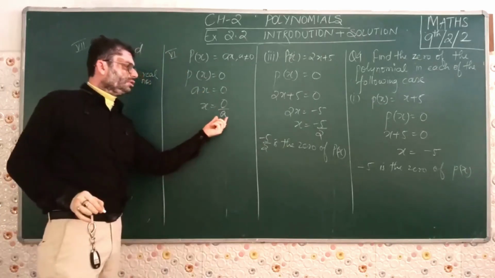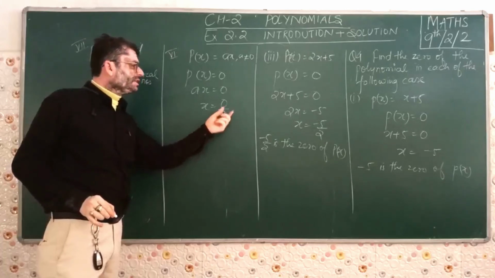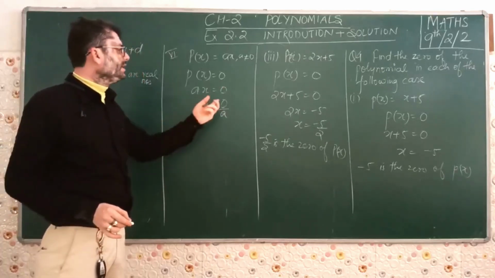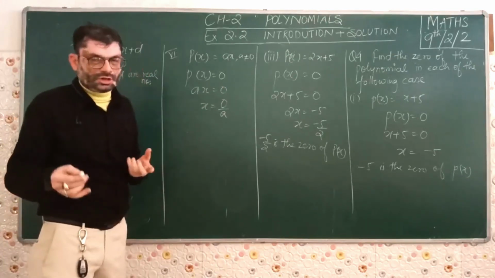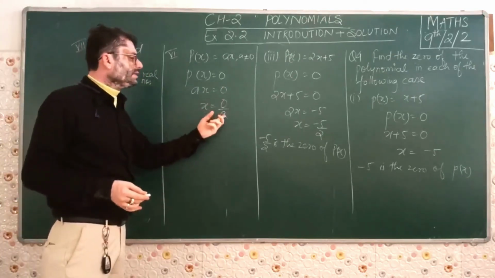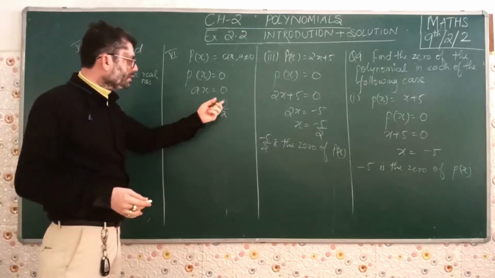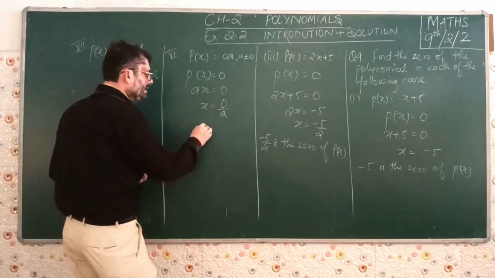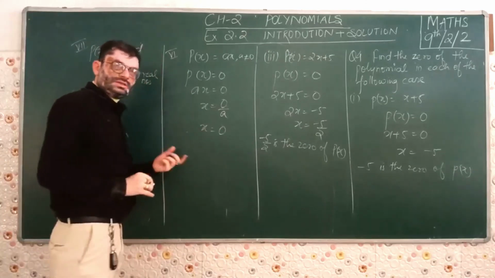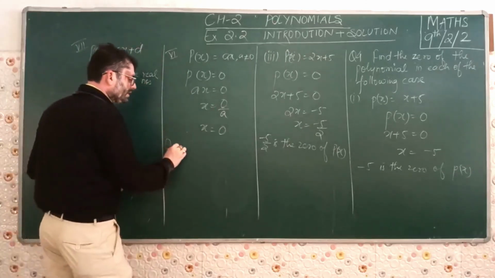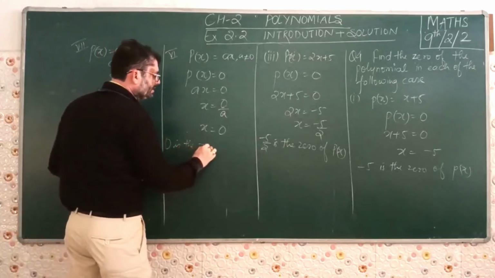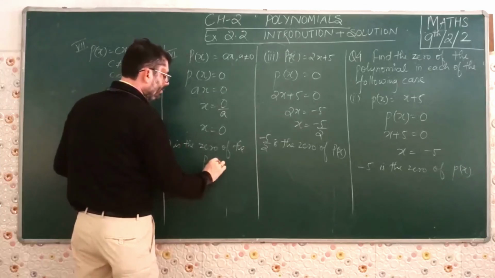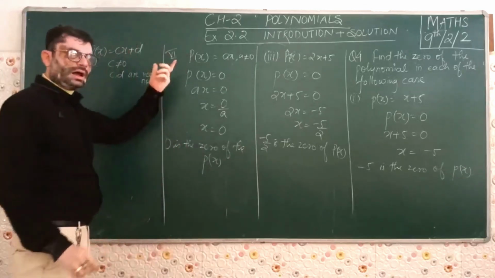Now we have got 0 by a. If a could have been 0, the whole value would not be defined. We haven't learned anything about division by 0. So if it is 0 by 0, then the value is not defined. But 0 divided by anything apart from 0, we can say that x is equal to 0. That means here 0 is the 0 of the polynomial p of x that is given to us.